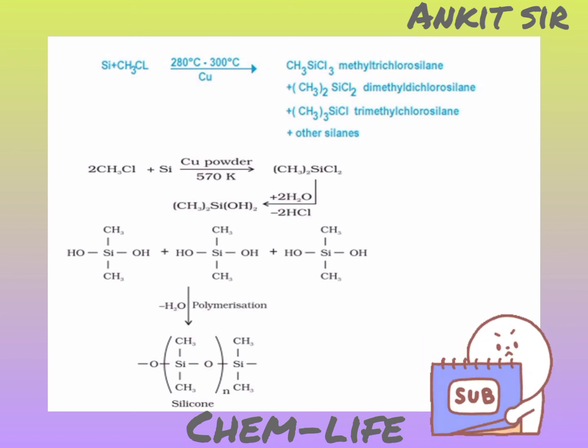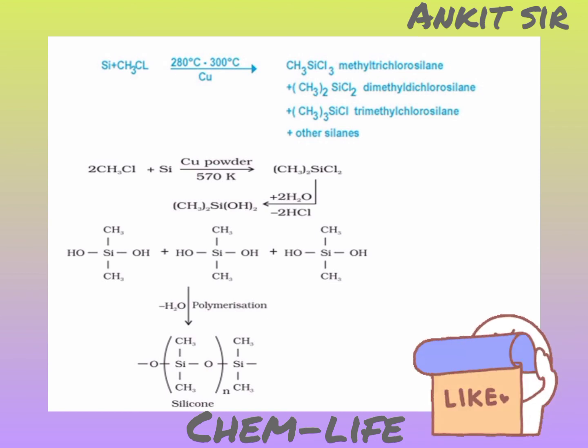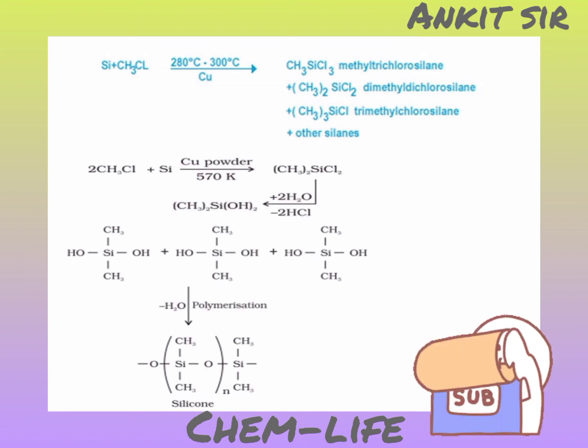Si plus CH3Cl at 280 to 300 degrees Celsius with copper gives you methyltrichlorosilane. When you add another CH3Cl, it substitutes one chlorine and adds one methyl. When you add CH3Cl again, it substitutes one chlorine and adds one CH3. When all the chlorine is substituted, it will give silicones or other silanes.